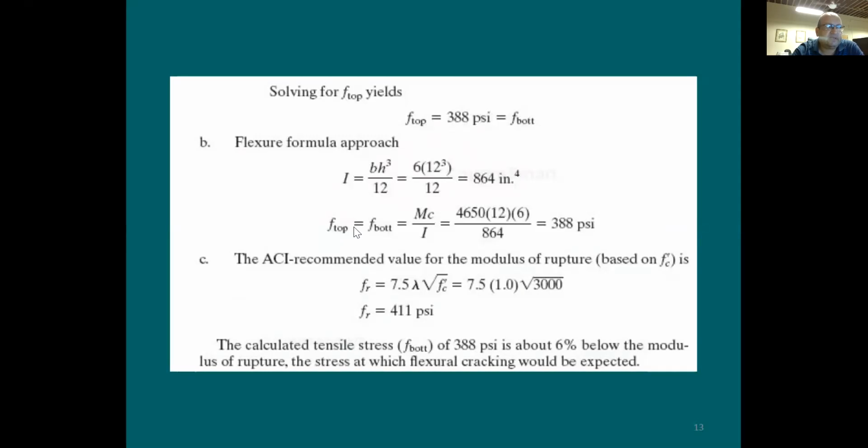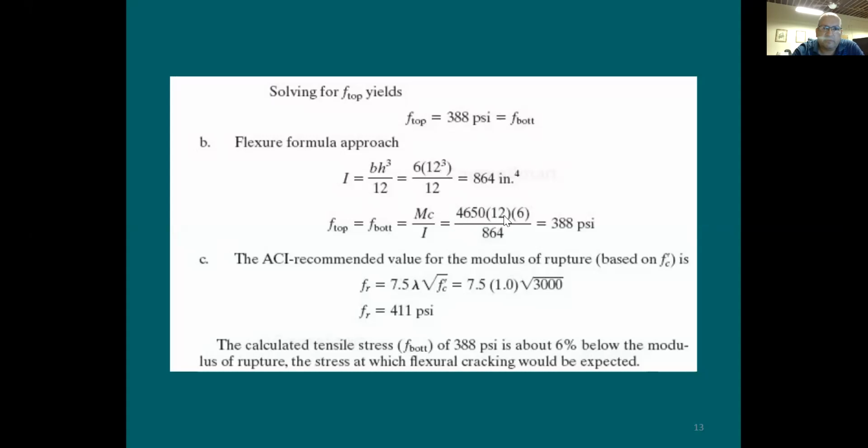The stress here is going to be M times C divided by I. We're going to set it to how much? Here's the applied external moment, 4650. What units did we use for this 4650? Was it pound-inch or pound-foot? Pound-foot. So I need to convert to pound-inch because everything is going to be in inches. So I'm going to multiply here by 12 inches. Now this is going to be the moment.